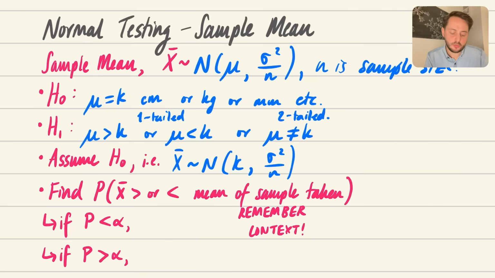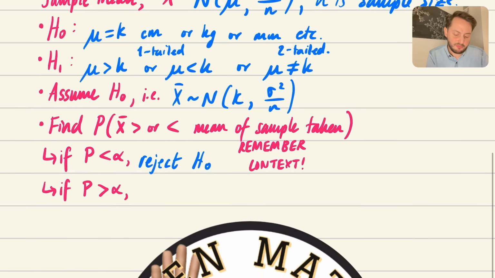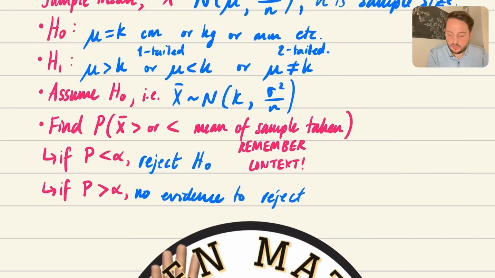Then, a bit like the binomial one, you find the probability that x bar is greater than or less than the mean of the sample taken. And that will be, again, clear from the question. You go in the more extreme direction. If P is less than alpha, then as before, you reject H0. So if it's very rare that it's happened, you might think, hang on, I do actually think that the mean has changed. I think that the mean is either bigger than k or smaller than k, because there's evidence to suggest that. And if P is greater than alpha, there is no evidence to reject H0.